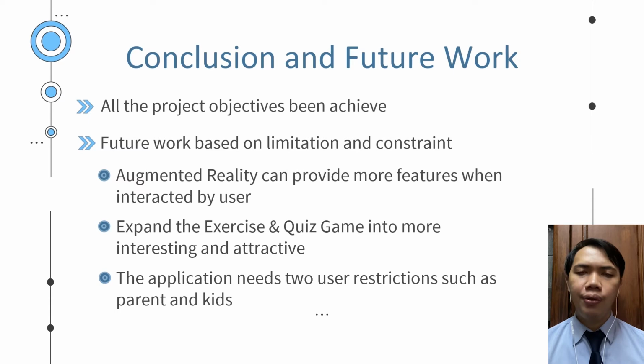Besides, there is future work being proposed which helps to improve the current project. First, augmented reality can provide more features when interacted with by the user. Second, expand the exercise and quiz game into something more interesting and attractive. Maybe we can change the quiz sets from words to images that will attract kids and make it easier for them to memorize, and at the same time learn the classification of animals.